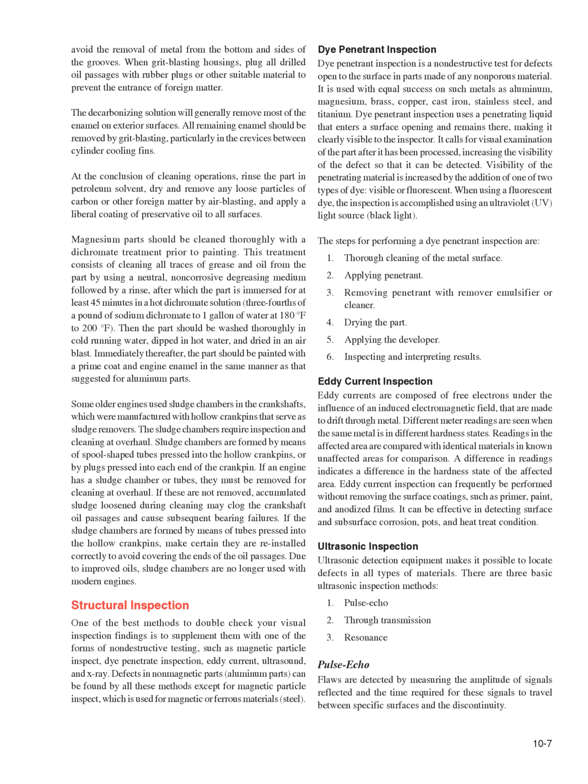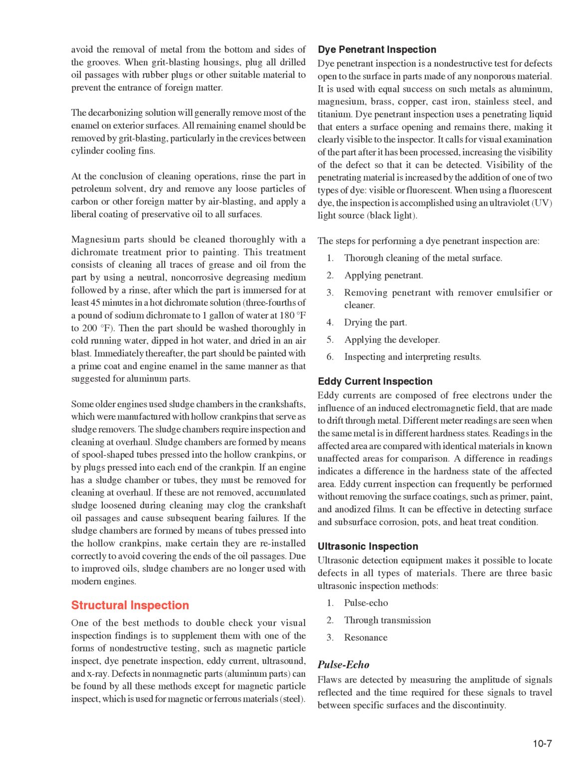The steps for performing a dye penetrant inspection are: 1. Thorough cleaning of the metal surface. 2. Applying penetrant. 3. Removing penetrant with remover, emulsifier, or cleaner. 4. Drying the part. 5. Applying the developer. 6. Inspecting and interpreting results.